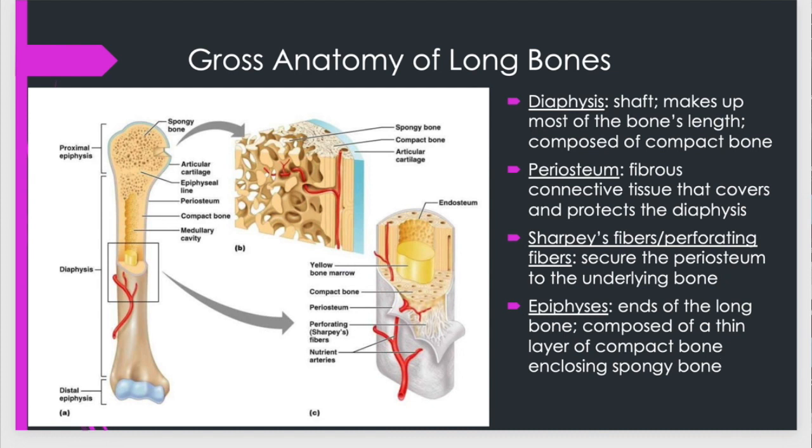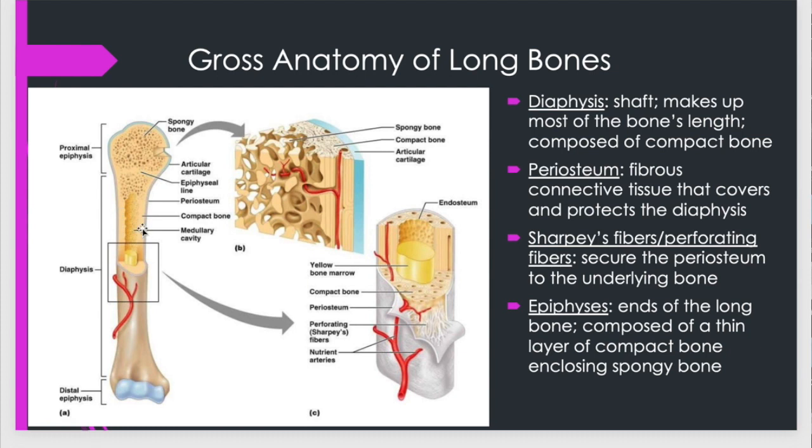Next we have the gross anatomy, or large scale anatomy, of long bones. The features that we see in long bones we'll see in some capacity in other bones, but this fits everything that we would see in any kind of bone. First we'll start with the diaphysis, which is unique to a long bone. It's the long shaft in the middle of the bone. It gives the bone its length, and it's mostly compact bone there.